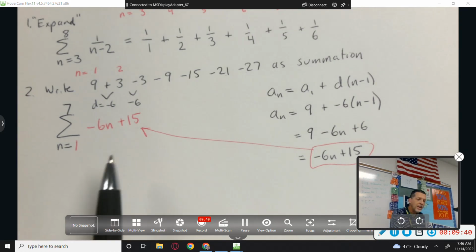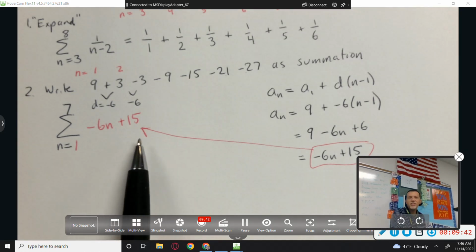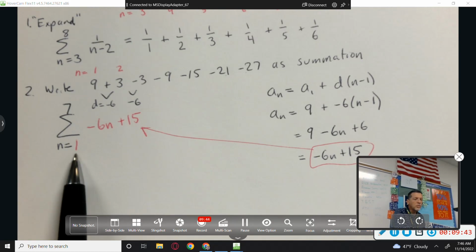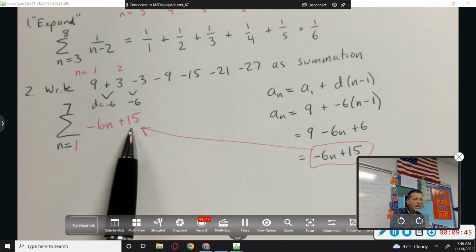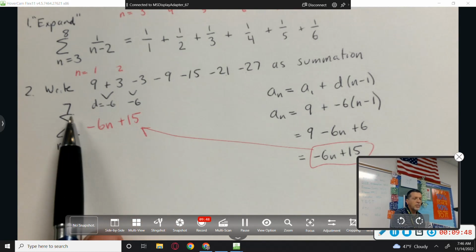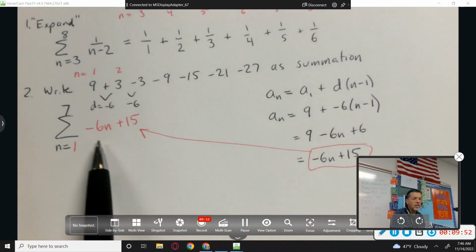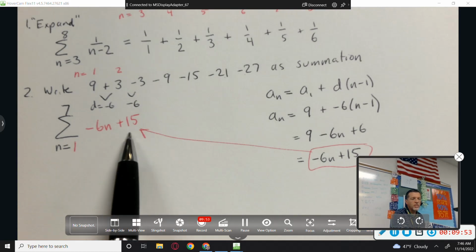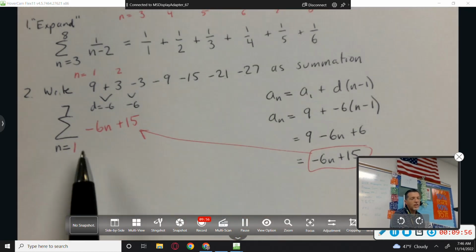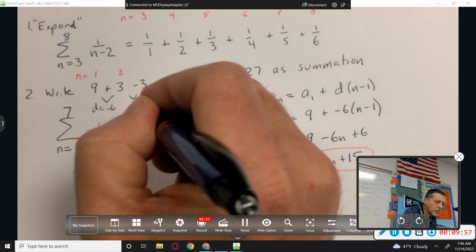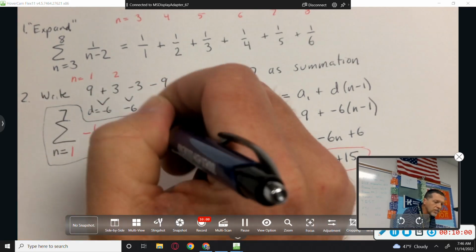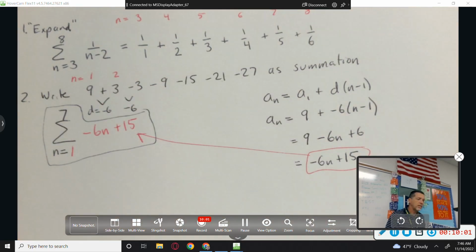And if you'll take the time, it's easy to check that you did this right. Plug in 1, and I get 9. That's good. If I plug in 7, I should get negative 27. Let's see, negative 42 plus 15. Yeah, that's negative 27. So if you'll take the time to check your work, you can usually figure out that you got it right.